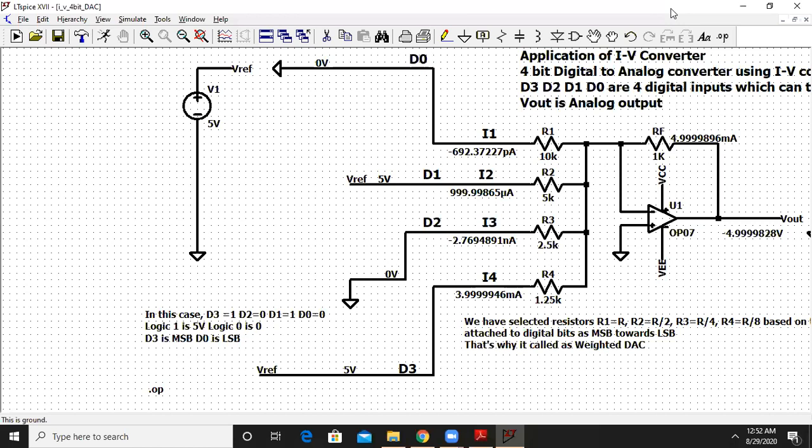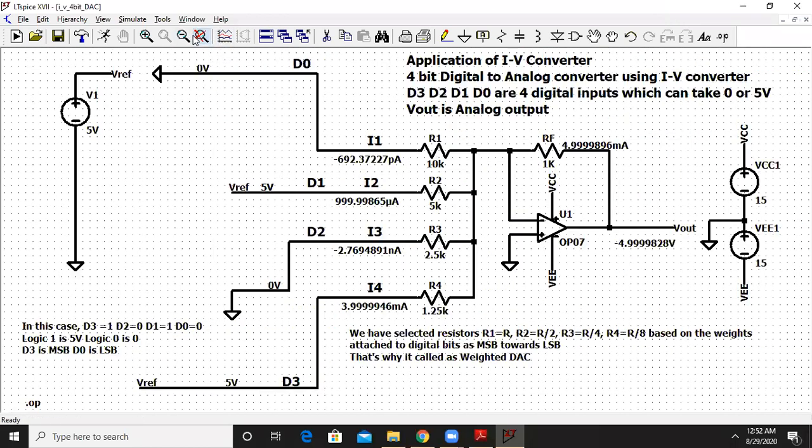So let me open LT-SPICE. Let me maximize the screen. Yeah, so we are ready to do the changes now. Our case is D3 bit should be logic 1, D2 bit should be 0, D1 will be logic 1 and D0 will be again connected to logic 0, that is 0 volts.